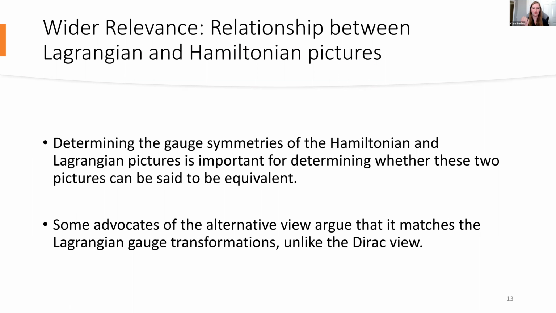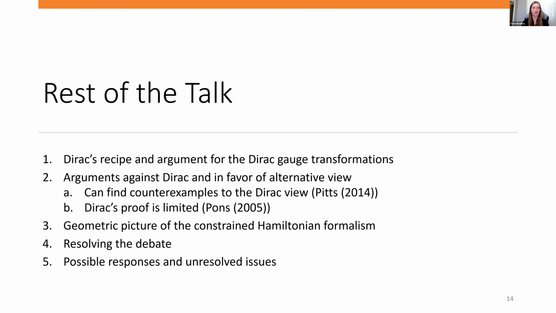Okay, so the rest of my talk is going to go as follows. First, I'm going to describe Dirac's recipe for constructing a constrained Hamiltonian theory and look at the arguments that Dirac gives for the Dirac gauge transformations. Then I'm going to look at two particular arguments that have been given against Dirac and in favor of this alternative view.